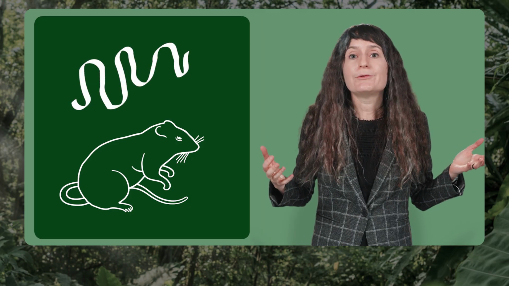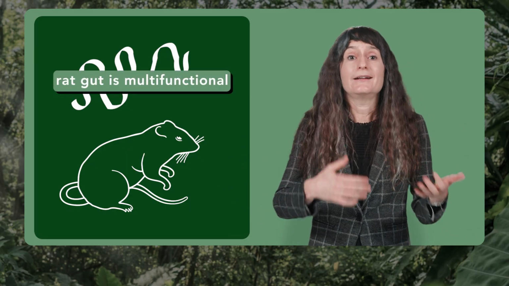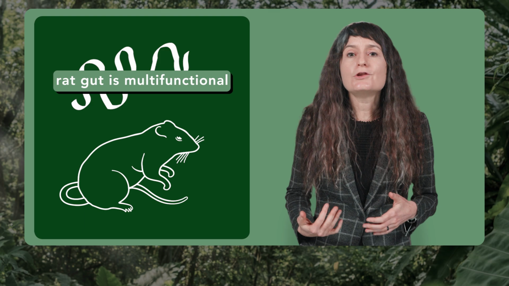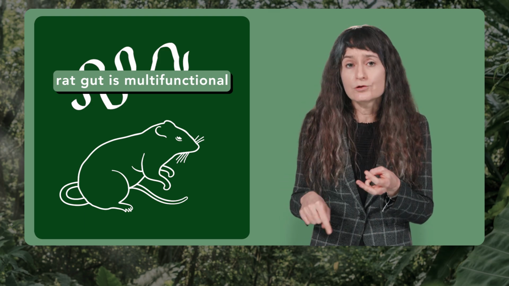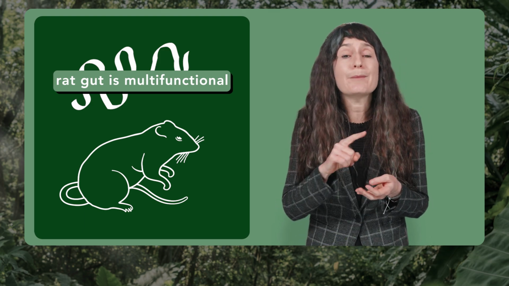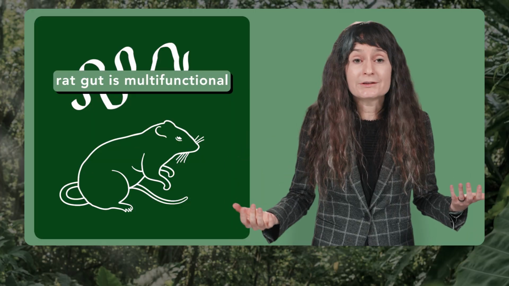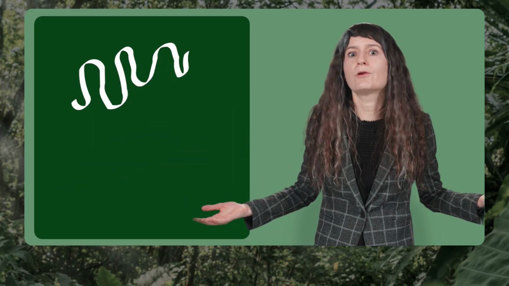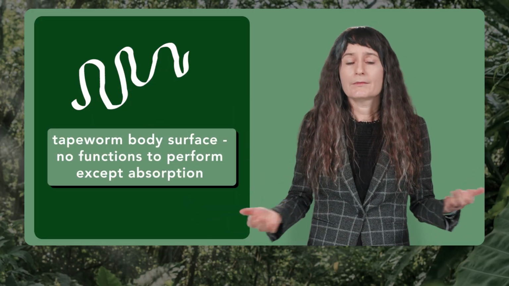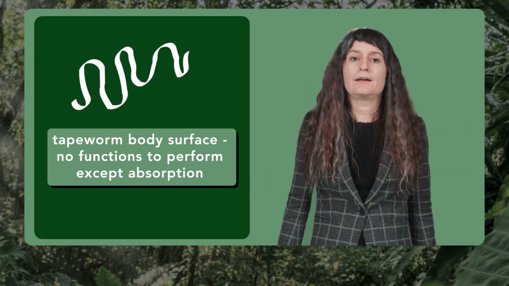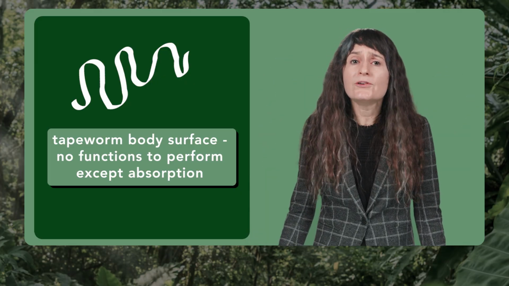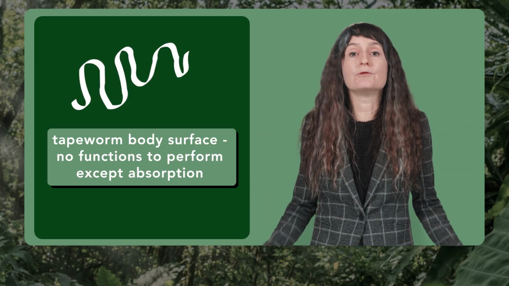How is the rat tapeworm able to have so much more surface area? It's because the rat gut is multifunctional. The rat gut needs to do things like secrete, digest, absorb, ensure things move through it, and perform some immunological defense. All the tapeworm has to do is absorb. Tapeworms literally lay in a bath of perfect food all day long. They barely even have to move.